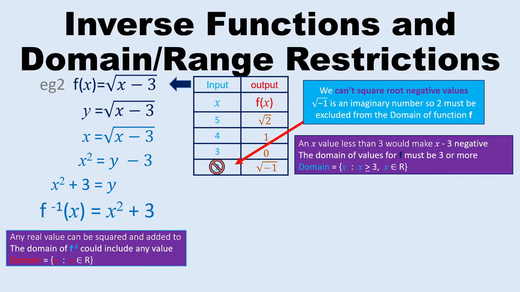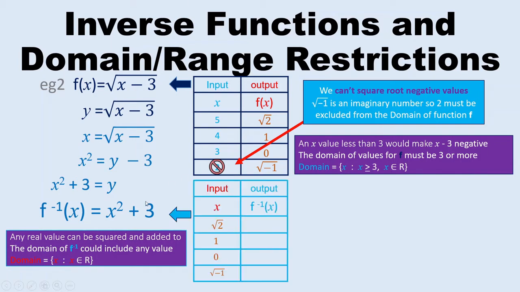So if I can substitute any value into the inverse function, let's try substituting the output values from function f into the inverse of the function f. If I substitute the square root of 2 into this function, the square root of 2 squared would be 2, plus 3, that gives me 5. That's what I expected. If I substitute 1 into this inverse function, 1 squared is 1, plus 3, that gives me 4. Again, that's what I expected. If I substitute 0 into the inverse function, 0 squared is 0, plus 3, that gives me 3. Again, just as I expected.